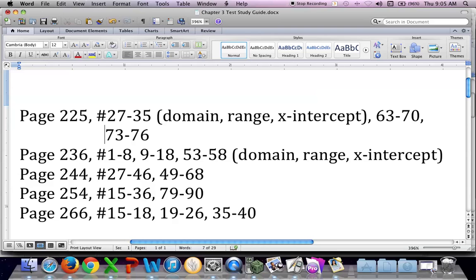Domain, range, x-intercept. It's the exponentials, they didn't have great problems with that. The logarithms, they're very explicit to find those things. But I did put that in for the logarithms too. Domain, range, x-intercept. That's what you want to be focused on.